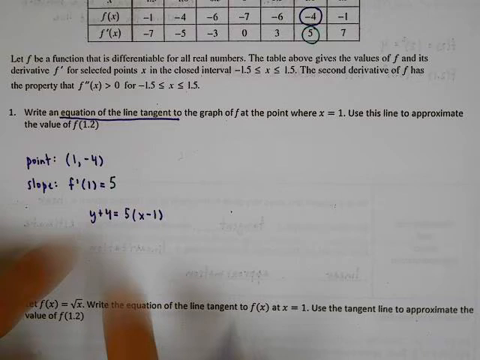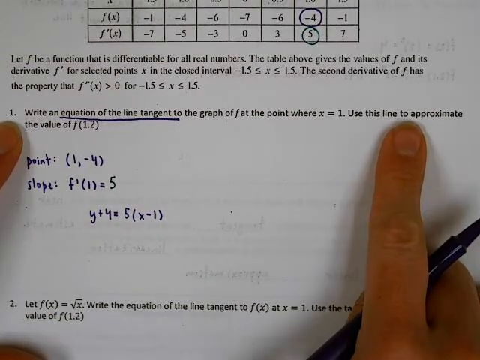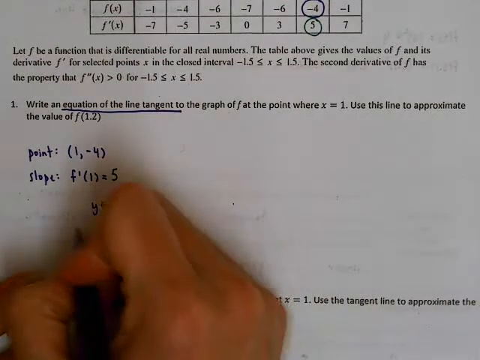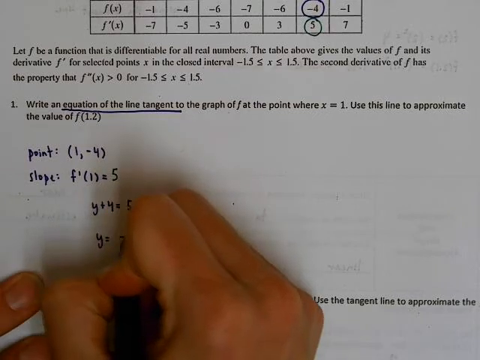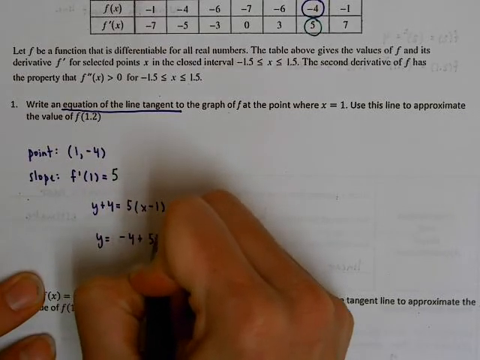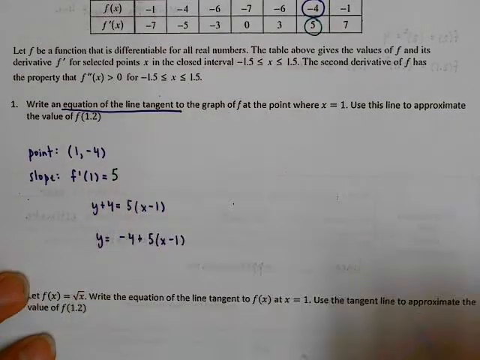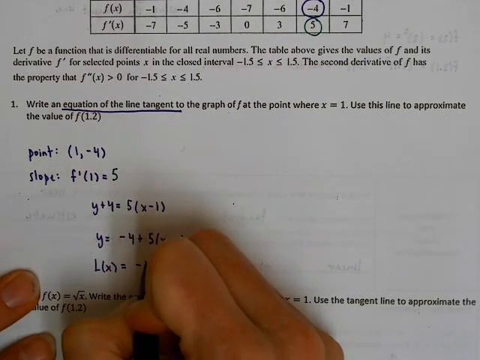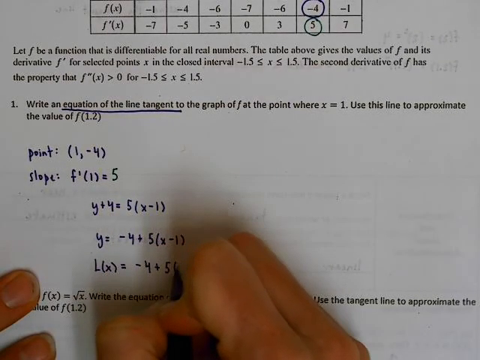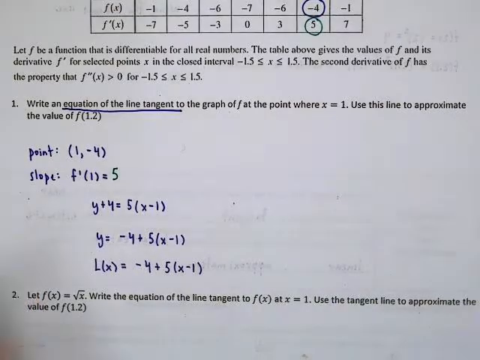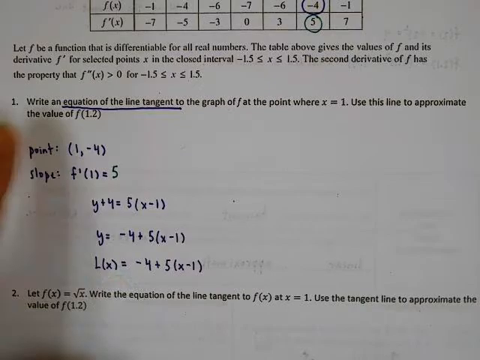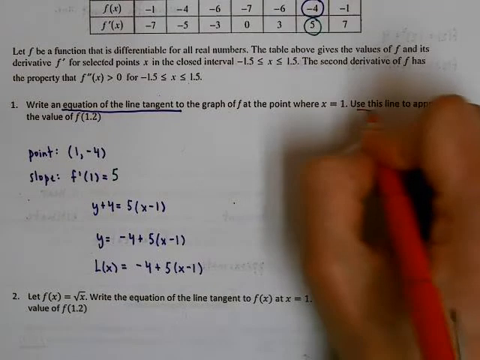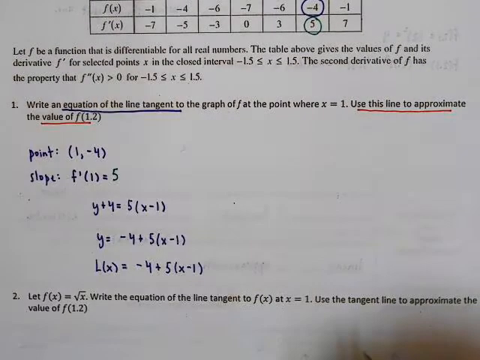Now, I know I'm using this tangent line to approximate a function value, so I'm going to go ahead and rearrange this. So y equals negative 4 plus 5 times x minus 1. So now I have my linearization. Negative 4 plus 5 times x minus 1. And this is what I'm going to use to approximate the value of f of 1.2. So use this line to approximate this function value.